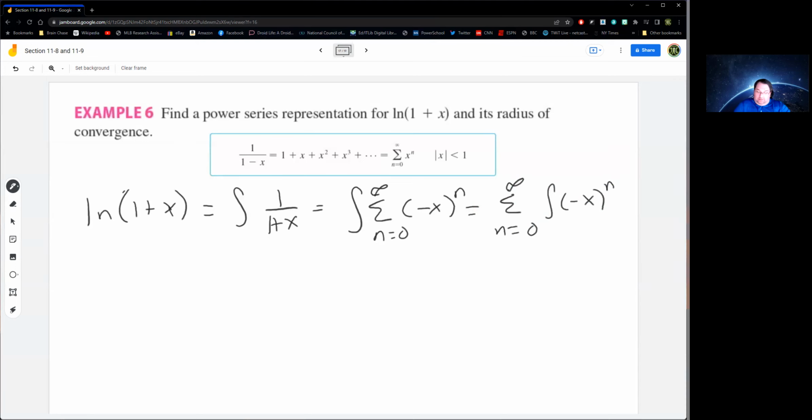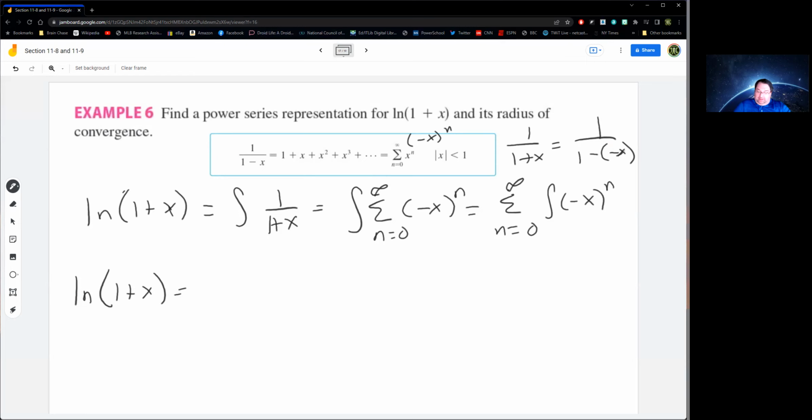I think I understand why it's negative x to the n, but could you please just explain? Because 1 over 1 plus x is 1 over 1 minus negative x. So that changes the summation to negative x to the n. Thank you. No problem.